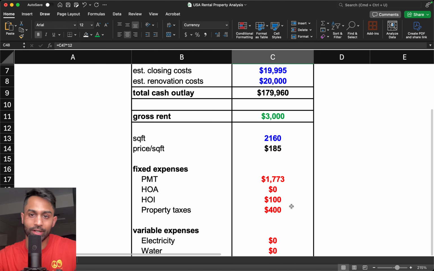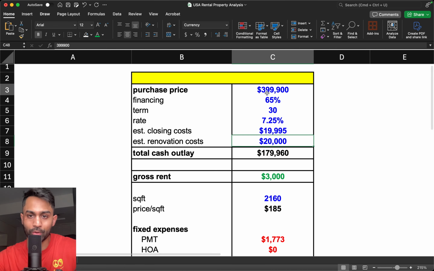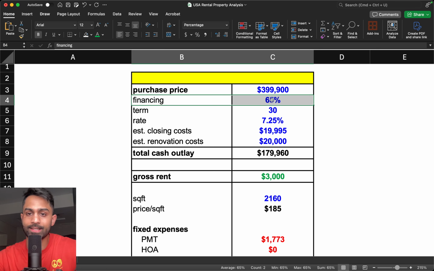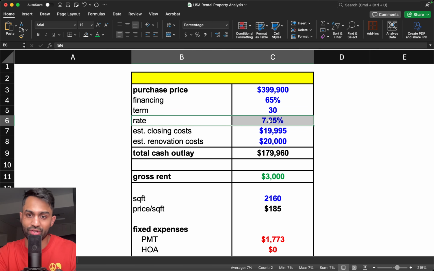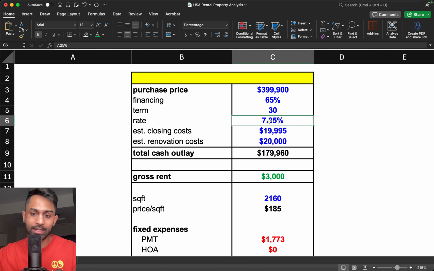So let's start with the very top. We've got the purchase price, and financing wise, I'm going to be looking to put down anywhere from 30 to 40%. So let's just say 65% financing. That also brings my LTV to 65%. That brings my rate down to 7.25%. So again, I was talking to my lender earlier today, and we pretty much figured out that my rate right now is going to be just a little bit over 7%.